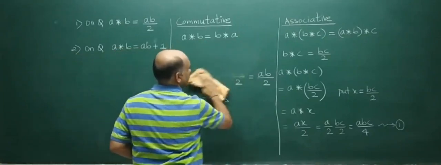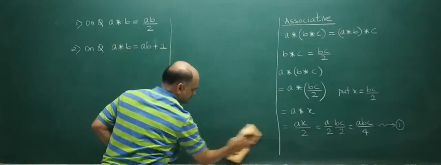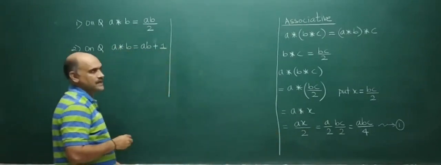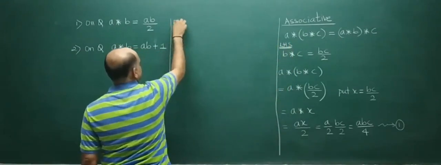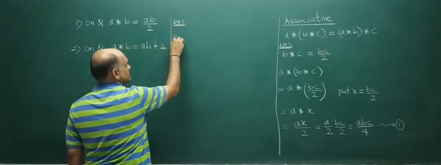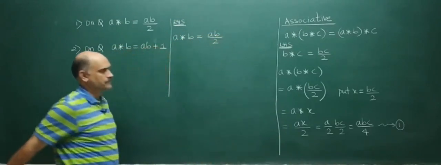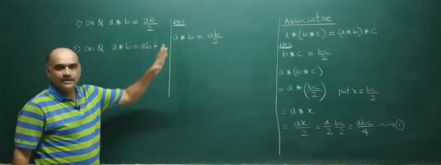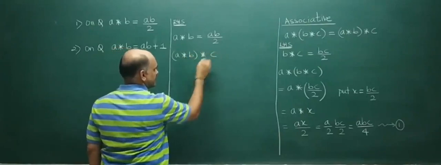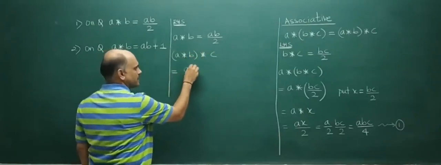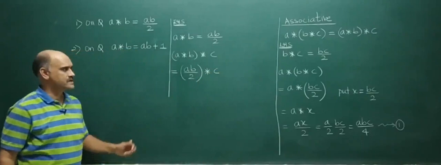Now, if I take RHS, in RHS first I am required to solve A star B. So A star B is equal to, by definition, AB by 2. Now (A star B) star C is equal to AB by 2 star C.